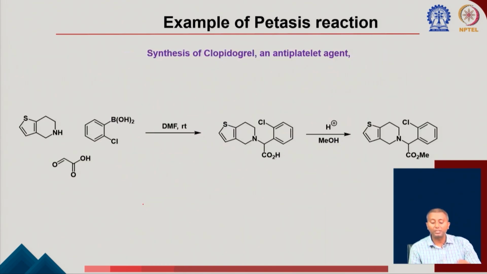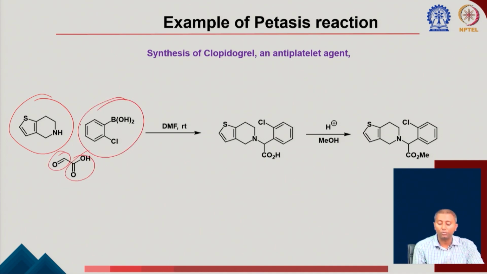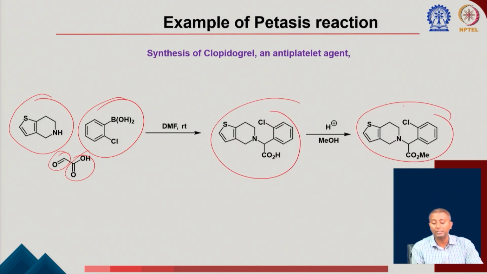There are other examples for synthesis of bioactive compounds here. Again, you have this corresponding secondary amine, and you have this carbonyl with the corresponding acid, and you have the aryl boronic acid, to get to this corresponding product, which can be converted to the corresponding ester, which is clopidogrel. Okay, so that is the compound that can be synthesized.